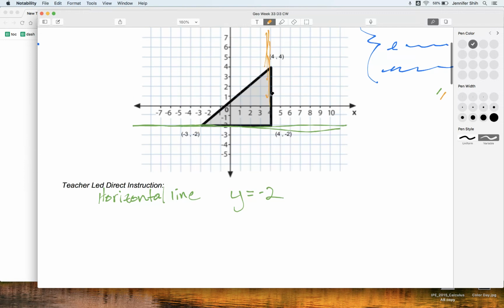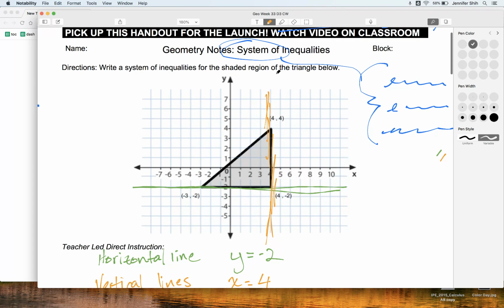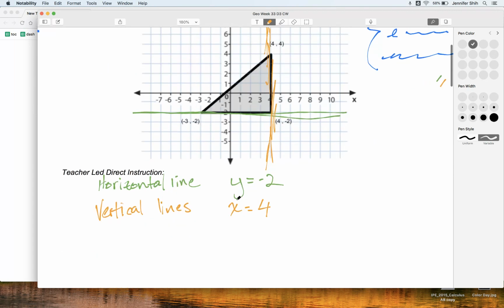Now we have a vertical line. Here's a vertical line. For vertical lines, the line is x equal to something, because a vertical line has the same x value for every single point. In this case, x is equal to 4 at every single point on this line. The problem is we need to write a system of inequalities, but we currently only have equations here. We're going to fix that.